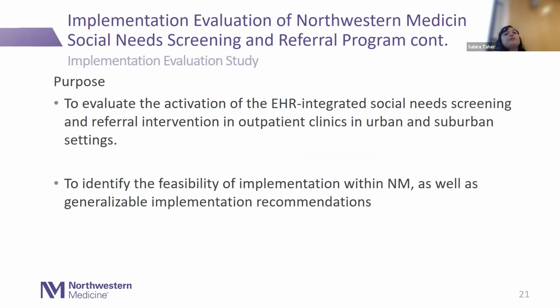So the purpose of the evaluation study was to evaluate the activation of the EHR-integrated social needs screening and referral intervention, and to identify the feasibility of implementation within Northwestern Medicine, as well as generalizable implementation recommendations.